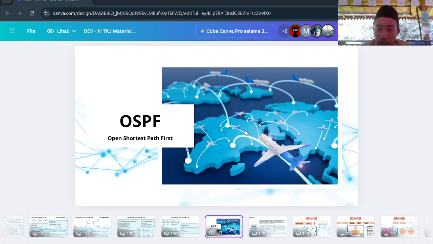And the algorithm OSPF uses is Dijkstra's SPF. This algorithm calculates the best or shortest path in OSPF. Instead of sending the entire routing table, OSPF exchanges topology information, which makes it faster and more efficient compared to distance vector protocols like RIP.